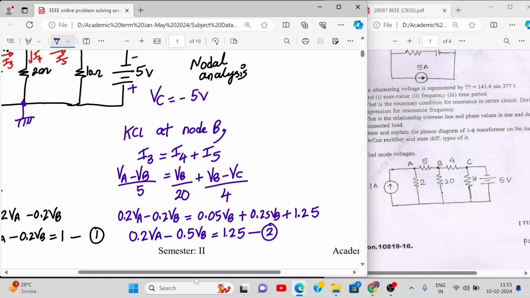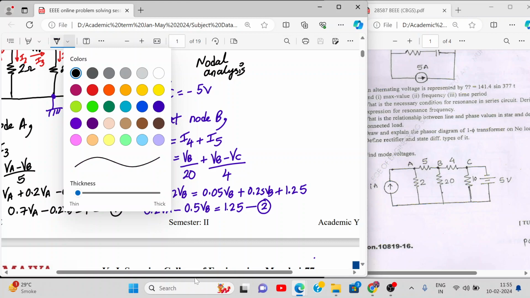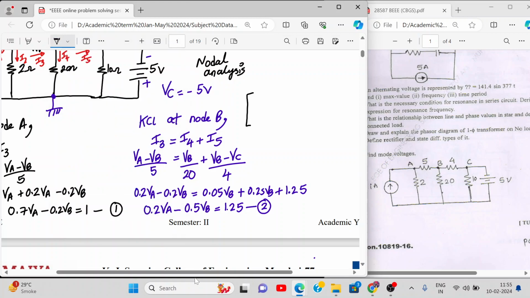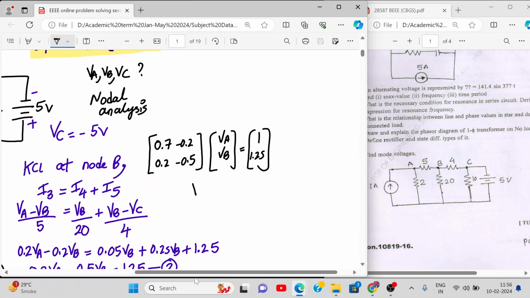So anyone else got these equations? So that we can solve this further. Can you confirm? Anyone else? Okay, so let's hope that they are correct. This is 0.7 minus 0.2, this is 1, 0.2 minus 0.5, 1.25. So please calculate VA and VB now in your calculators, and VC we already got.